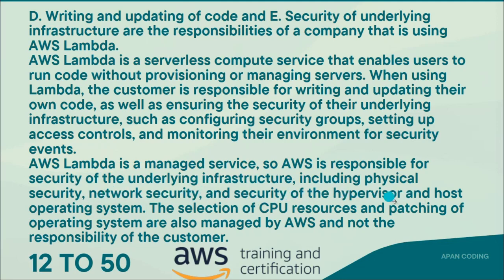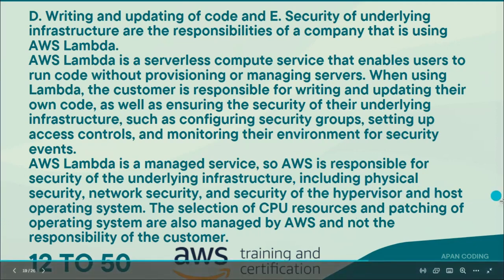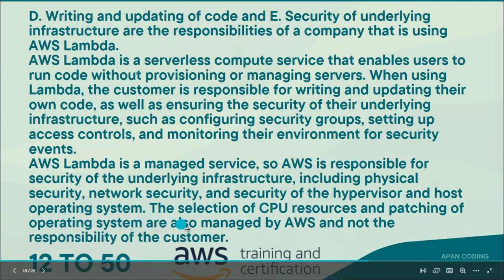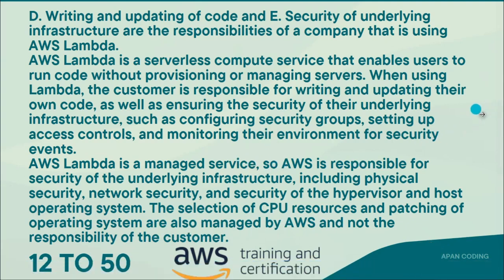the hypervisor. Friends, a hypervisor is where you can run multiple operating systems. So that one is a hypervisor. Just like in your AWS cloud, there you can use different multiple operating systems, like EC2 and Lambda and different hosts. And move on to the next: the host operating system. The selection of the CPU resource and patching of the operating system are also managed by AWS and not the responsibility of the customer. Friends, this is very important. All right, okay, now move on to the next.